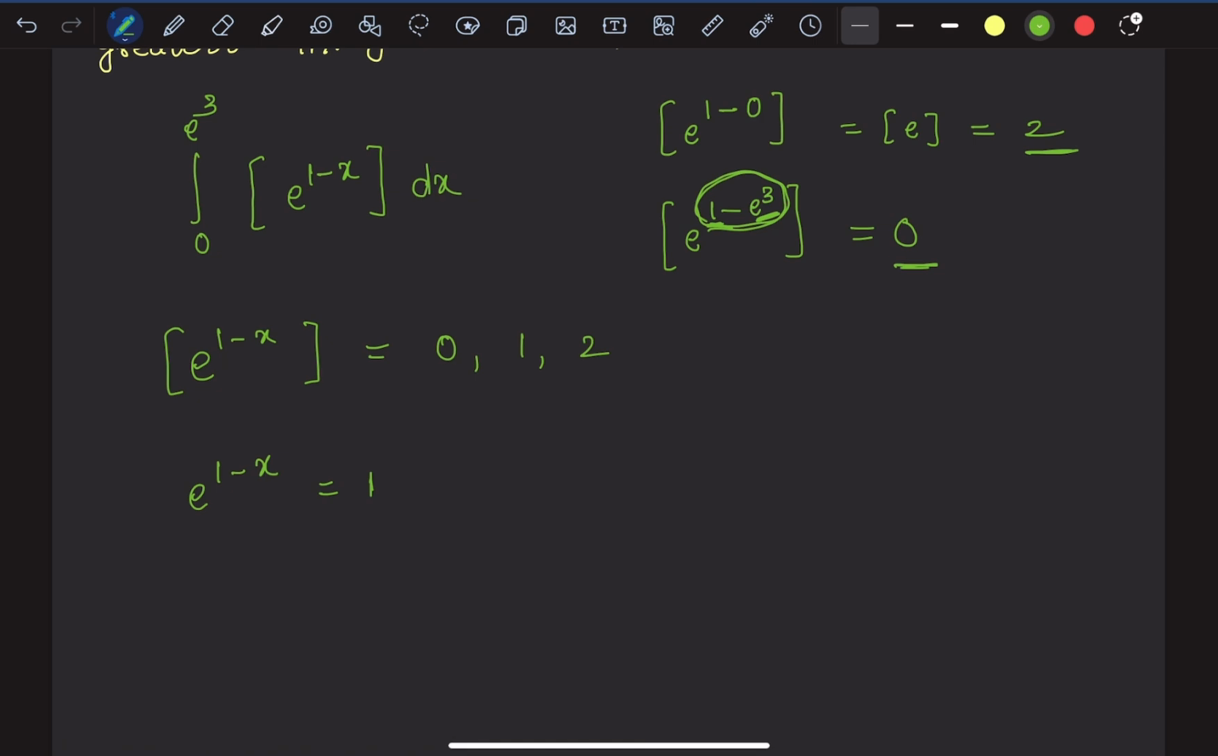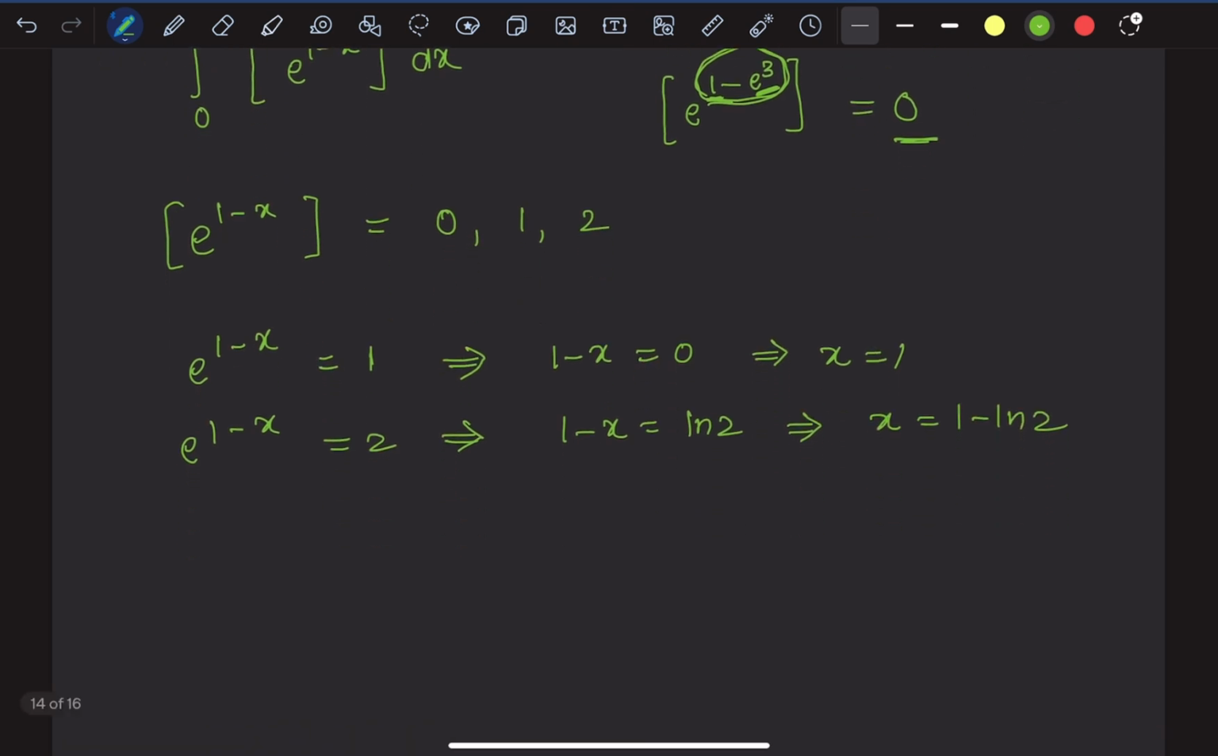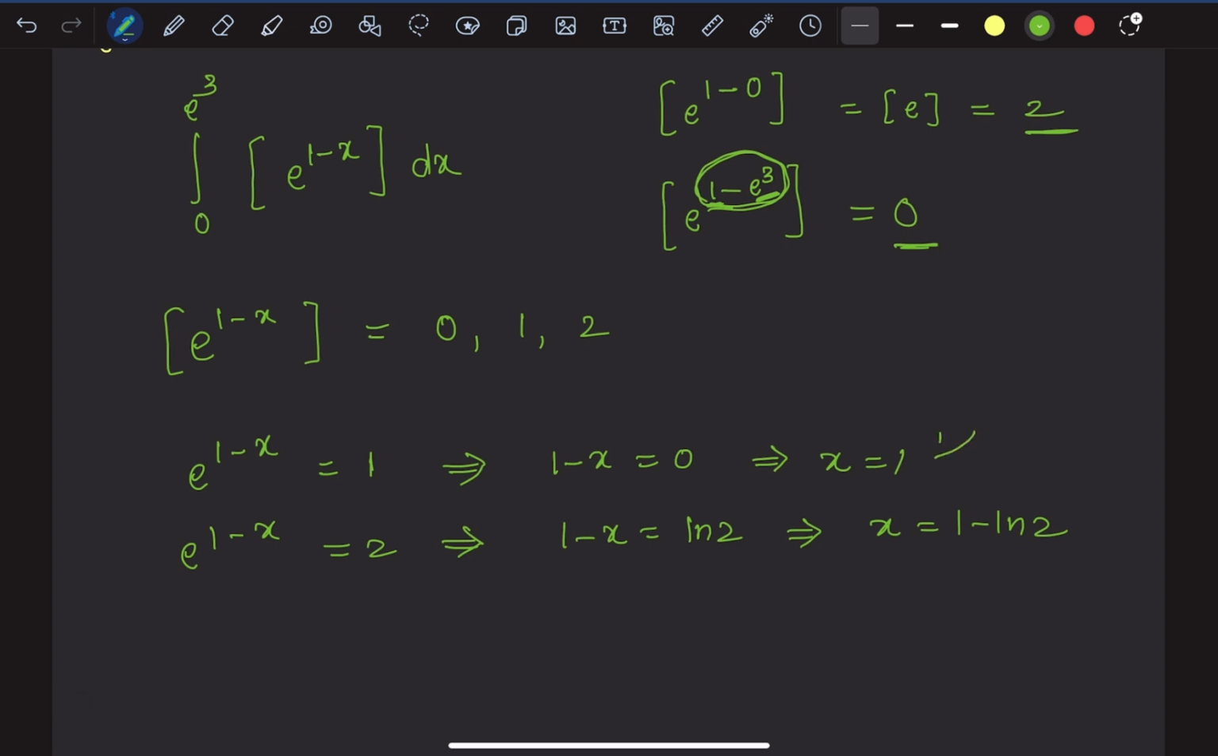So for this to happen, 1 minus x has to be 0. So this implies x is equal to 1. e to the power 1 minus x is equal to 2. So for this to happen, 1 minus x has to be ln 2 and x has to be 1 minus ln 2. Alright. So these are two critical points that we got.